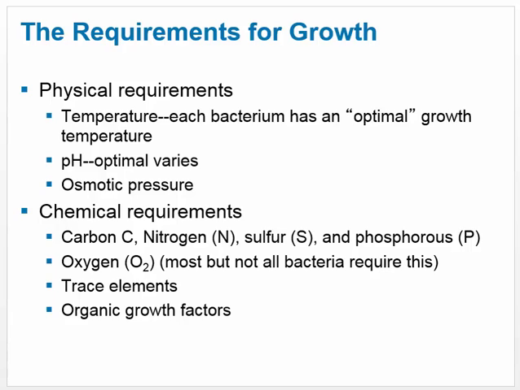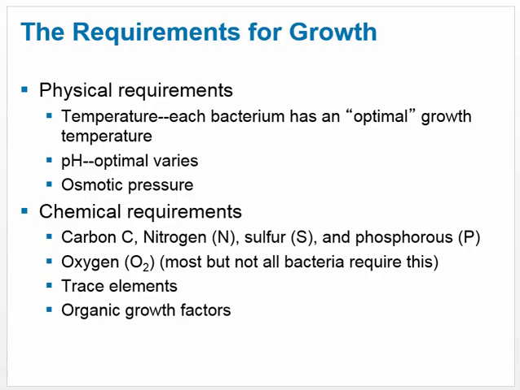This short video is about the bacterial requirements for growth. When bacteria grow, they require certain parameters, certain conditions, and some of these we call physical requirements, such as temperature, pH, and what we call osmotic pressure. And some of them are chemical requirements. For this short, we're going to talk about physical requirements: temperature and pH and osmotic pressure.